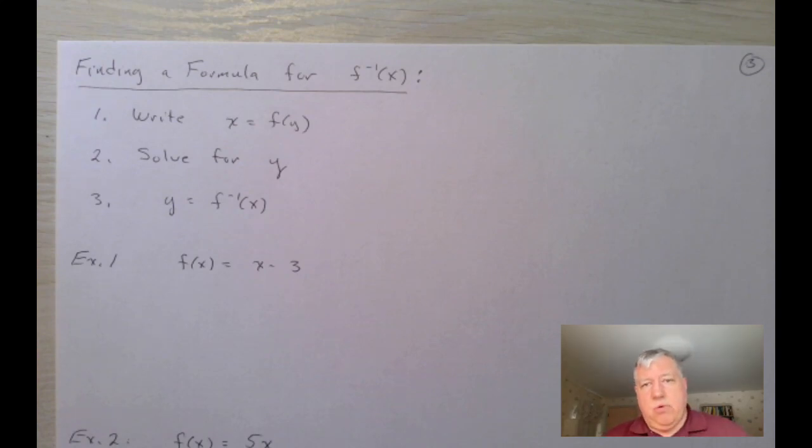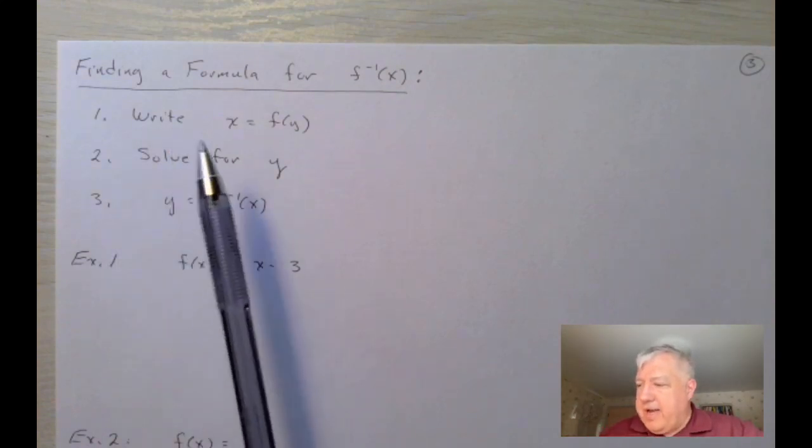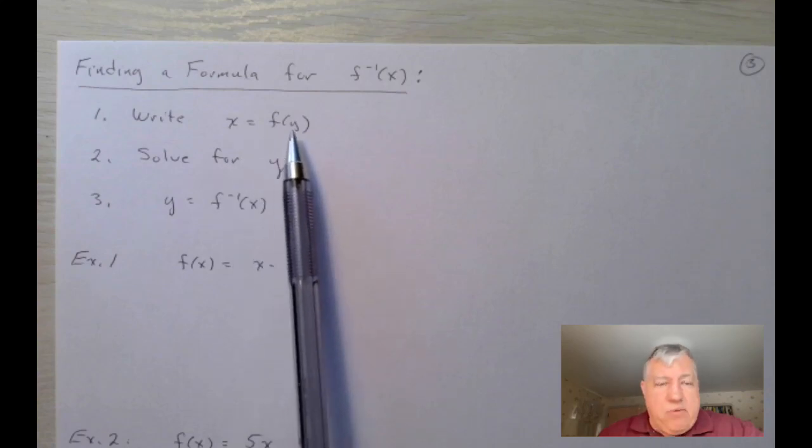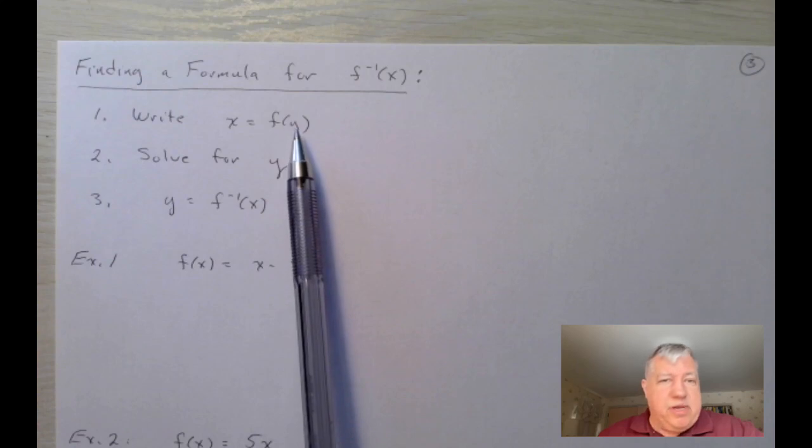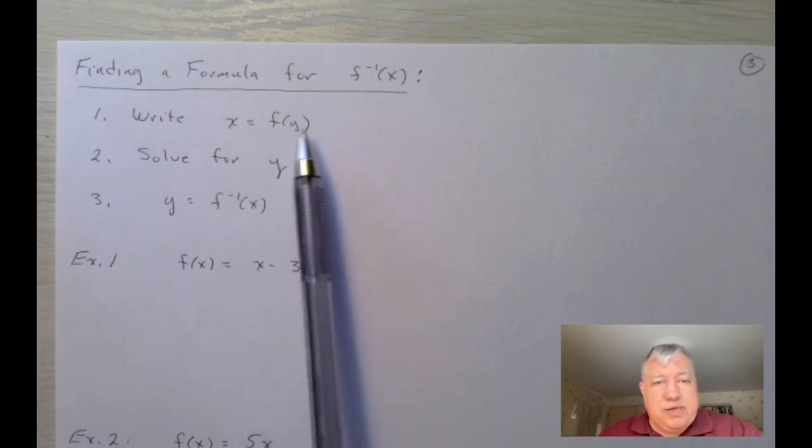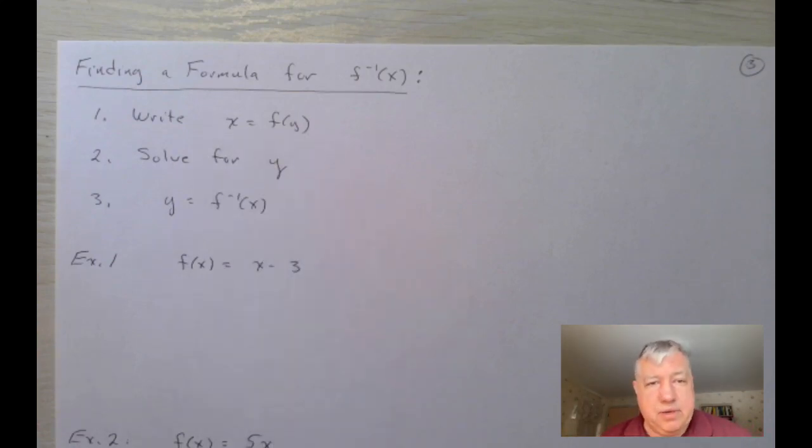Okay. Well, there's actually a very simple way of doing it. I should say maybe not simple, but straightforward. So let's say we're lucky enough to have a formula for our original function, f of x. Then we do it this way. We first write x equals f of y, where f of y is just the same as f of x, but we replace x with y. So we'll have x equals some expression in terms of y. Then the hard part is solving for y.